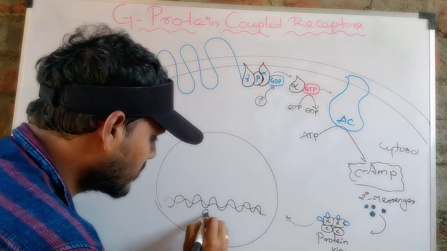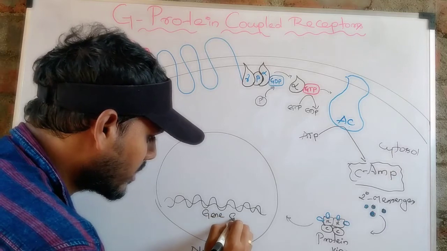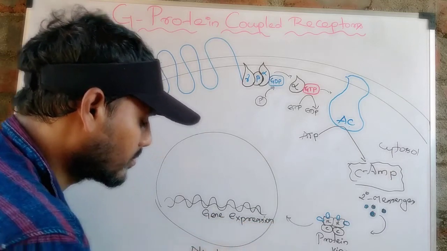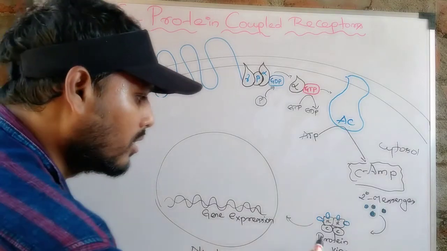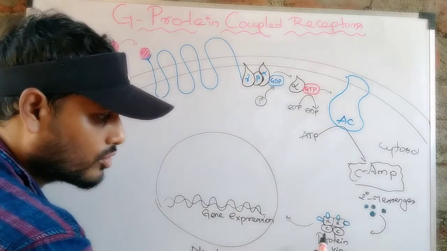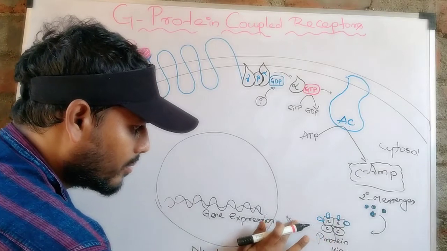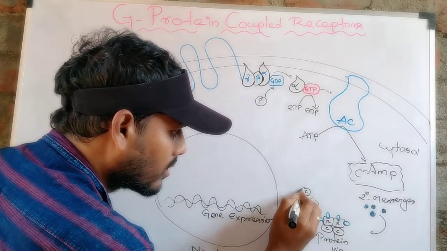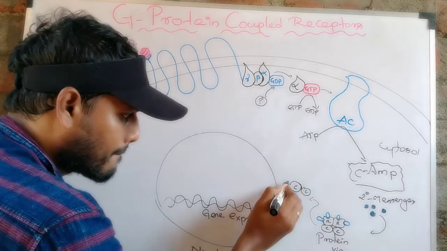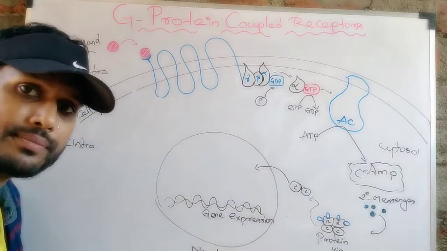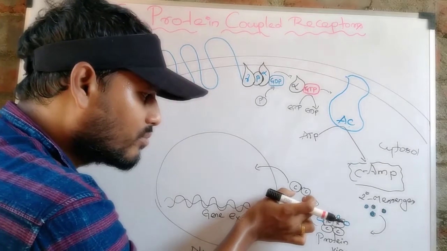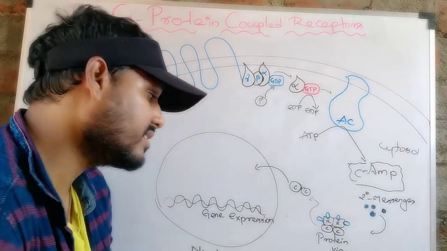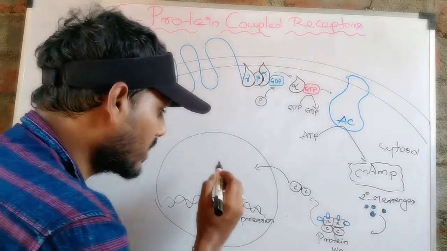So this is the gene expression. The catalytic subunits will cross the nuclear membrane. Okay, I'll make it a bit clearer. It will cross like this. Then these subunits will go and bind to the specific proteins present in the nucleus. Okay, correct.